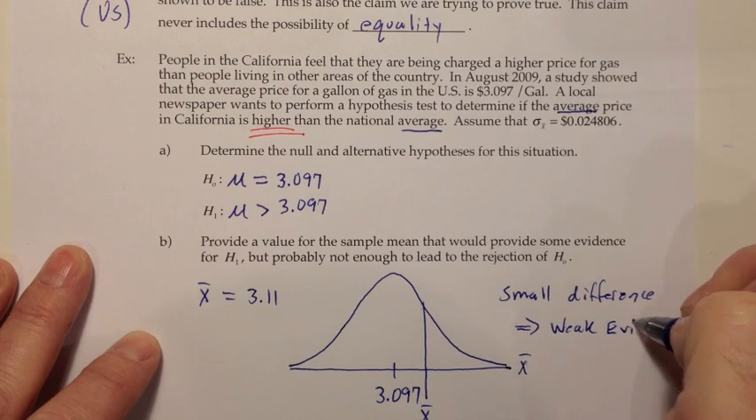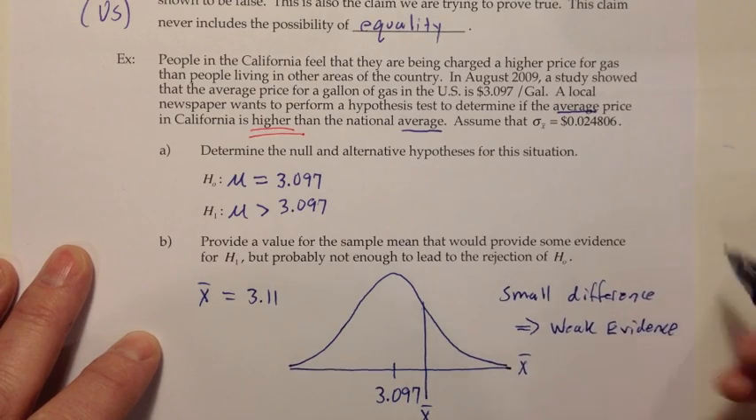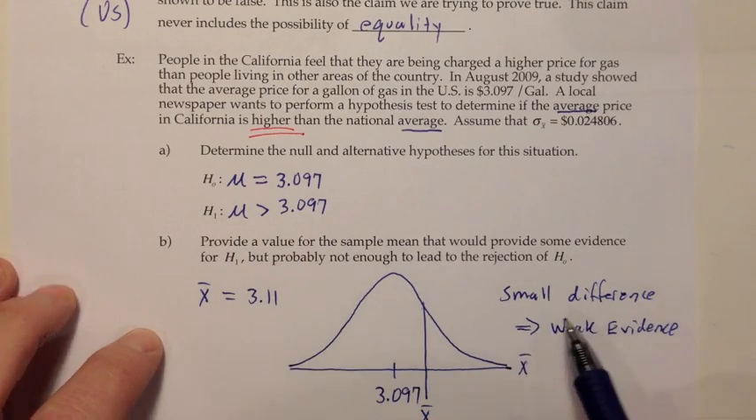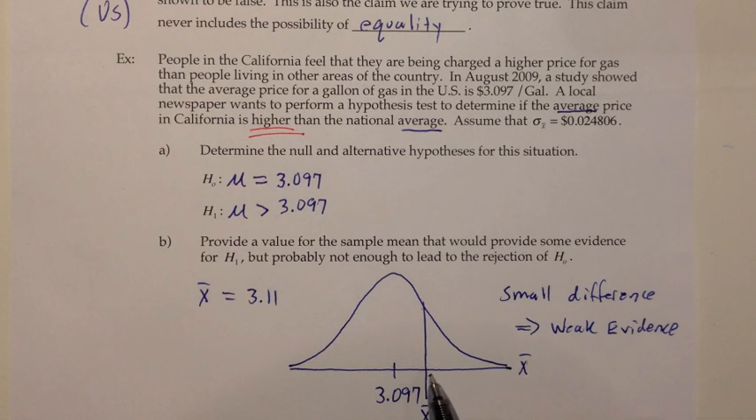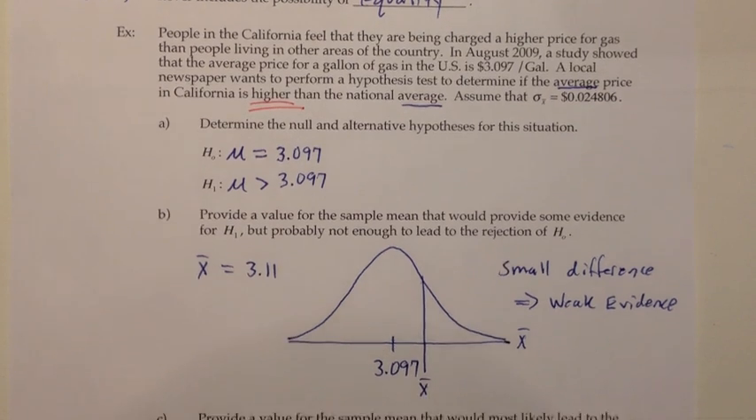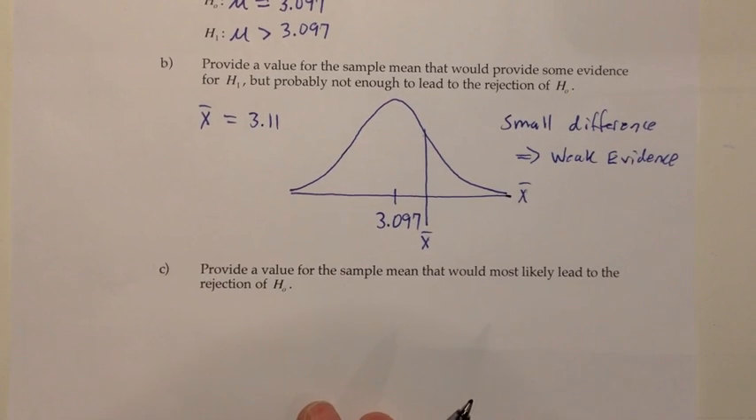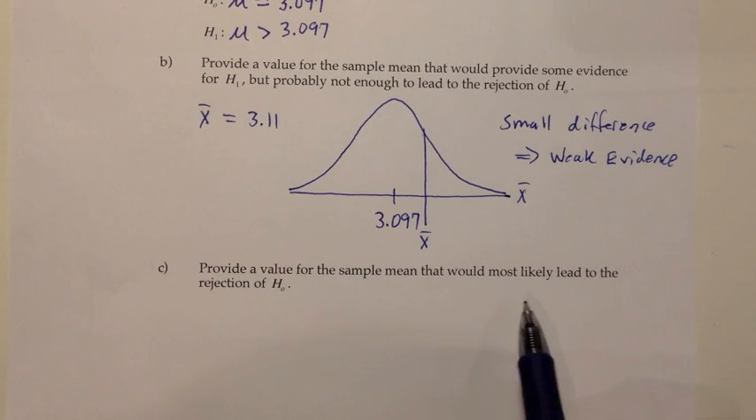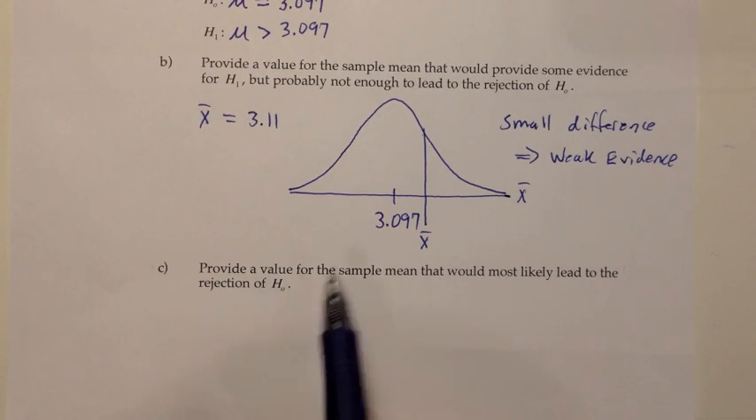It's evidence because it's greater than the claim value, which is what we're trying to show, but it's weak evidence because it's a small enough difference that it could just be random variation. And I think we'll get a little clarity there as we look at the next part. Provide a value for the sample mean that would most likely lead to the rejection of H0.